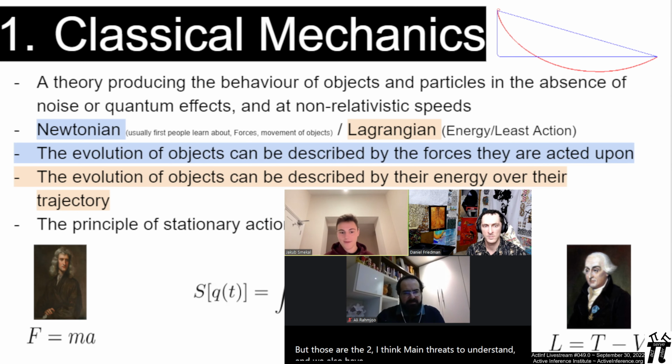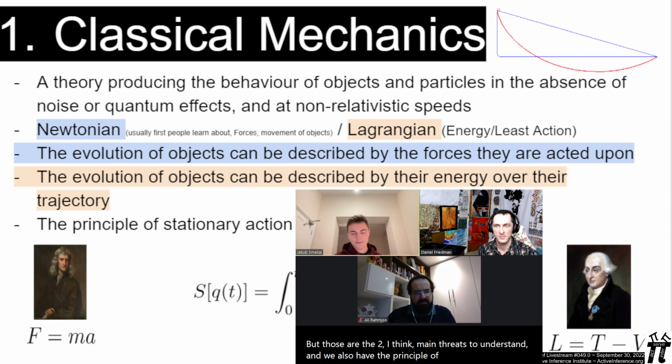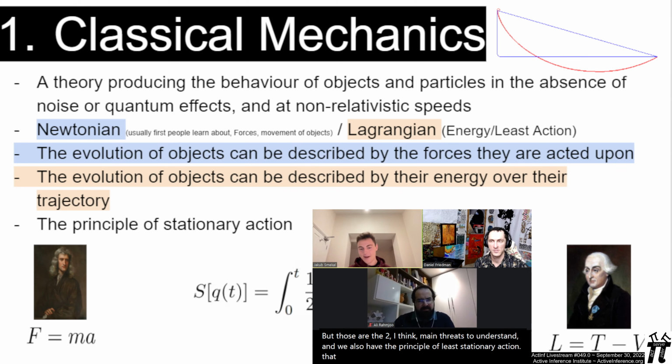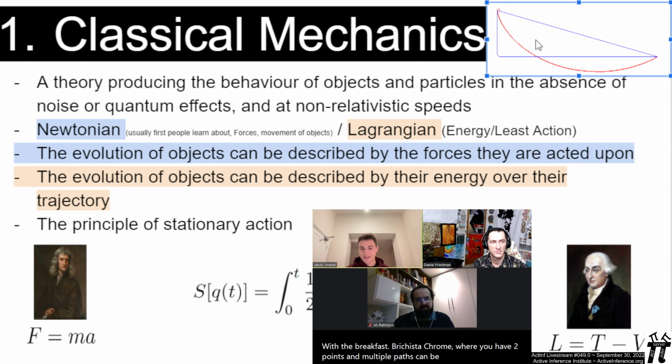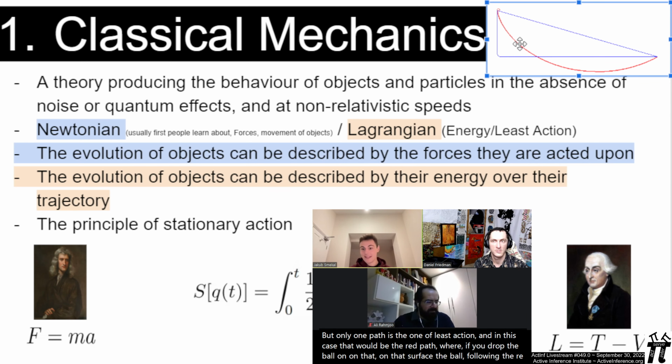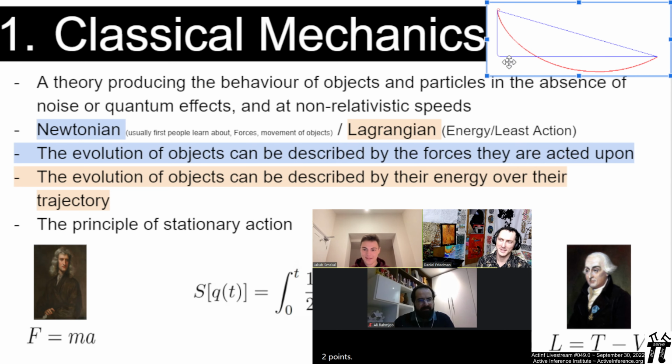And we also have the principle of stationary action that can be visualized with the picture in the top right corner, with the brachistochrone, where you have 2 points and multiple paths can be connected to those points, but only one path is the one of least action, and in this case that would be the red path, where if you dropped a ball on that surface, the ball following the red curve would take the least amount of time to travel between those 2 points. Why is everyone in a hurry?